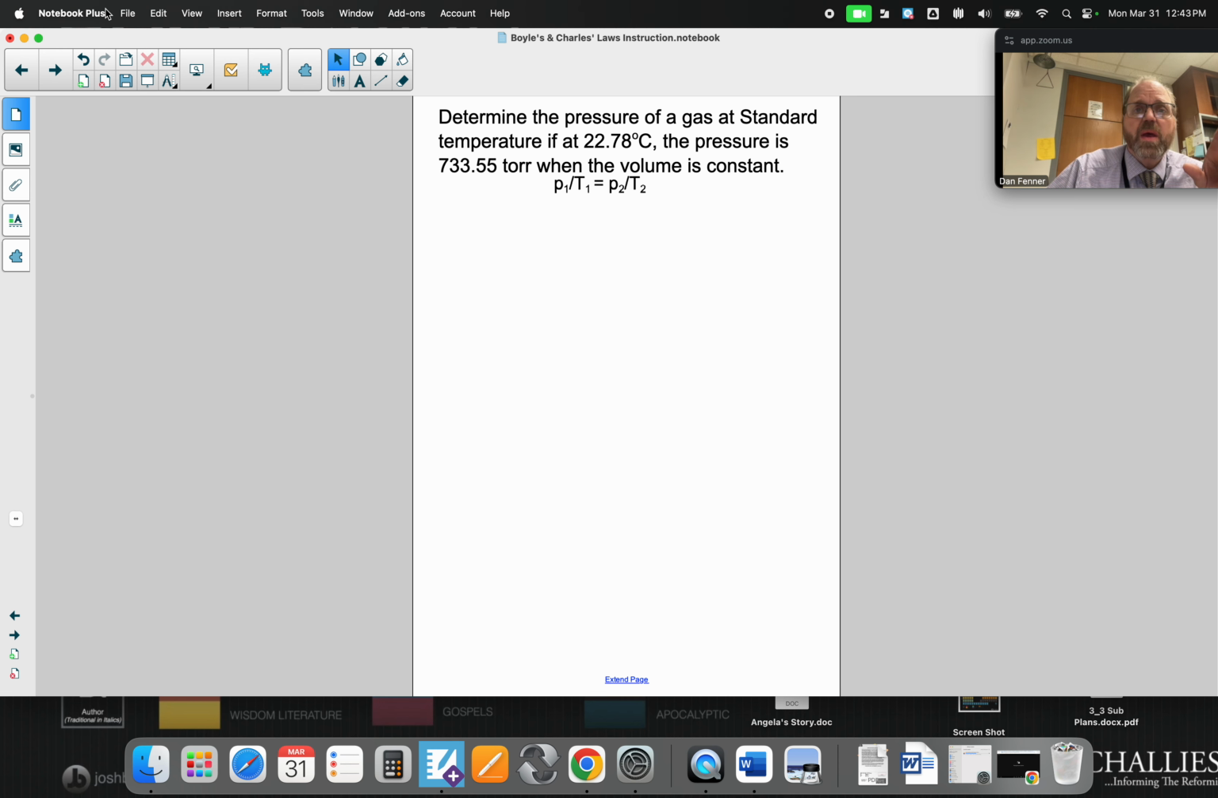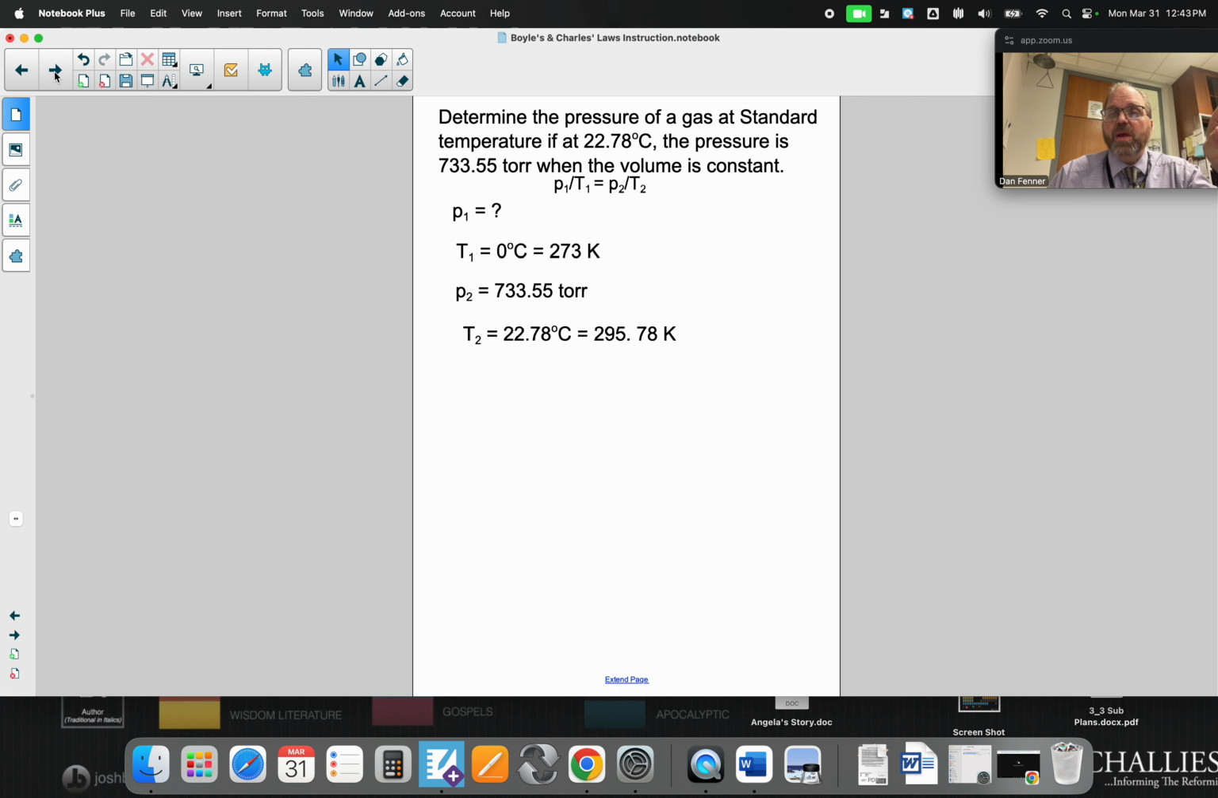Let's start going through pressure. Before the if, pressure is unknown. My temperature says standard temperature. Standard is 0 degrees Celsius, but we want to convert that to Kelvin. We don't like Celsius, add 273. All right, after the if, the pressure is 733.5, and the temperature is 22.75, but again, we don't like Celsius. We want Kelvin, add 273, should get 295.75.